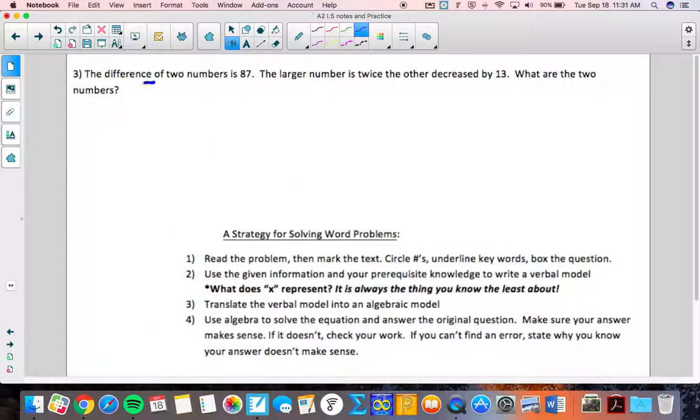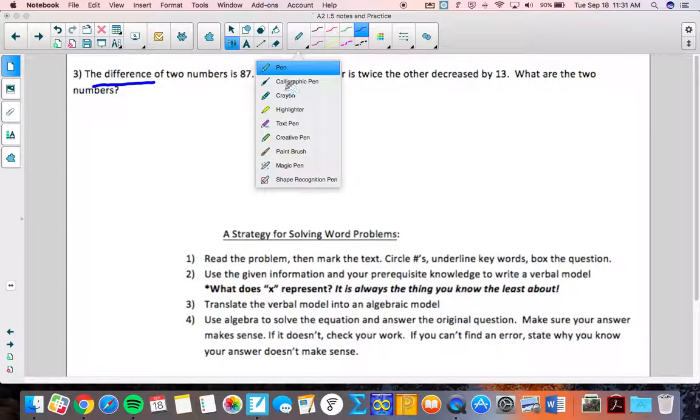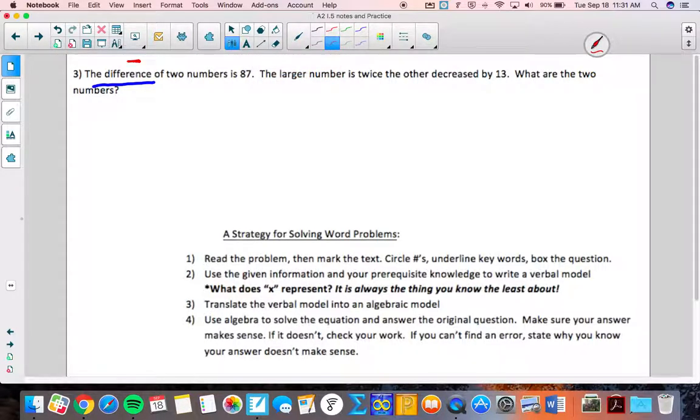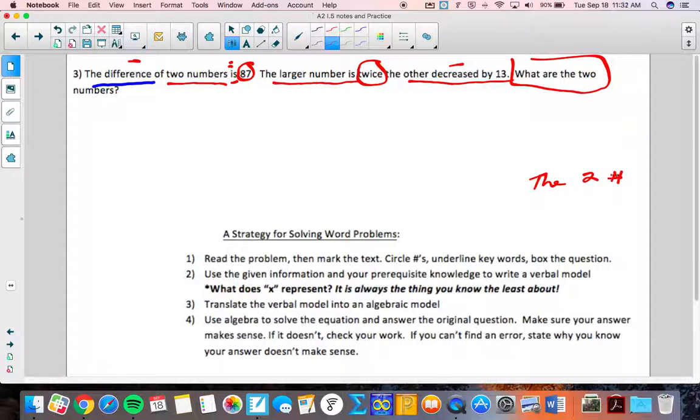The difference, this is a little different. The difference, which means subtraction, of two numbers is, means equals 87. So, before I go further, let's keep reading. The larger number is twice, that means 2 times, the other decreased by 13. What are the two numbers? The two numbers are blank and blank.